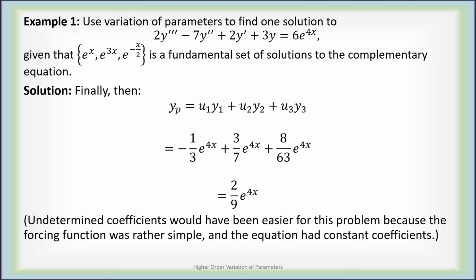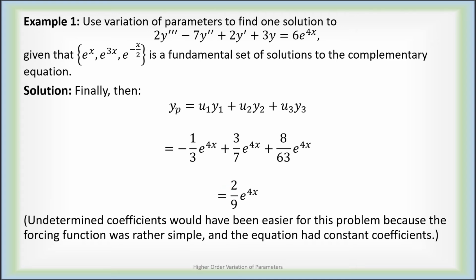I will point out, undetermined coefficients is actually quite easy for this problem. We have a bunch of constant coefficients here, and the forcing function is just something times e to the 4x. E to the 4x is not a solution to the complementary homogeneous equation. So if I had simply assumed that y sub p was an unknown coefficient times e to the 4x and thrown it into the differential equation, we would have quickly determined that the unknown coefficient is 2/9.